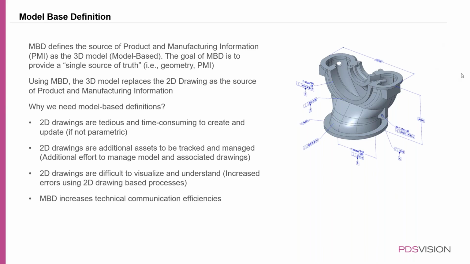It's easier to read, as you can see here in a quick example photograph of how model-based definition would look. It's easier for us to just jump into this and see, okay, this height is around 40 millimeters or 40 inches, and then start understanding how this model would look and how it should be machined. Like I said, it helps us in visualization and understanding, so it decreases most of the errors which we see in a 2D drawing based process.